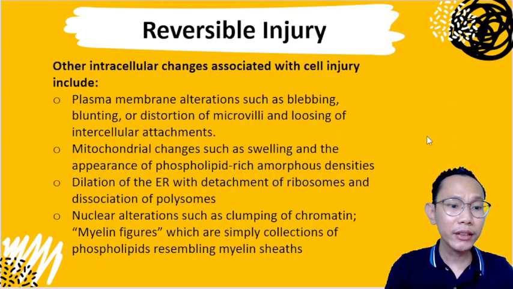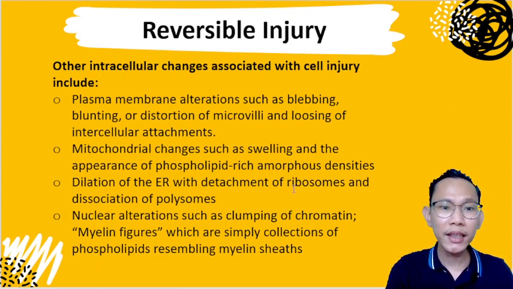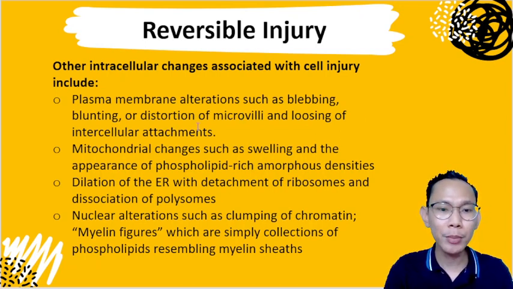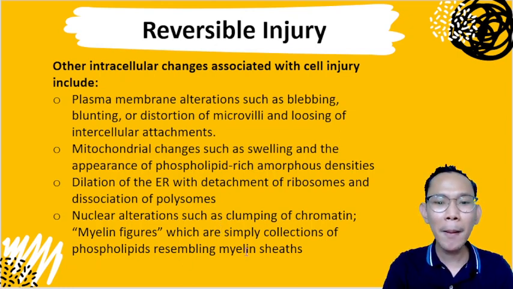So ito pa yung other intracellular changes associated with cell injury. It includes, first, plasma membrane alteration such as blebbing, blunting, or distortion of your microvilli and losing of your intercellular attachment. There could also be mitochondrial changes such as swelling and appearance of your phospholipid-rich amorphous densities. Pwede ring dilated ang ating endoplasmic reticulum with detachment of your ribosomes and dissociations of your polysomes. Nuclear alterations such as clumping of chromatin, myelin figures, which are simply collections of your phospholipid resembling myelin sheets.